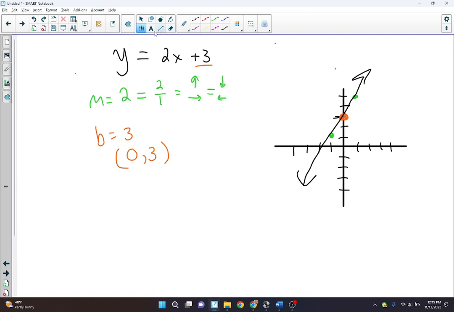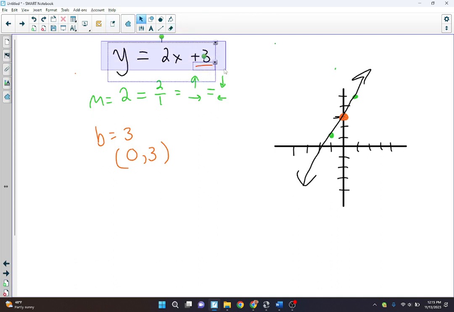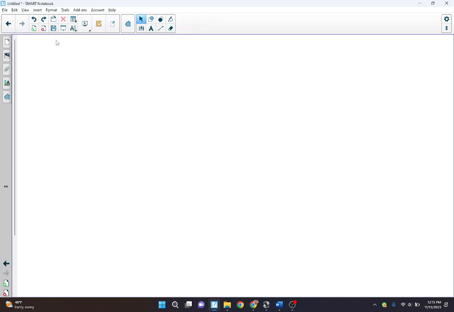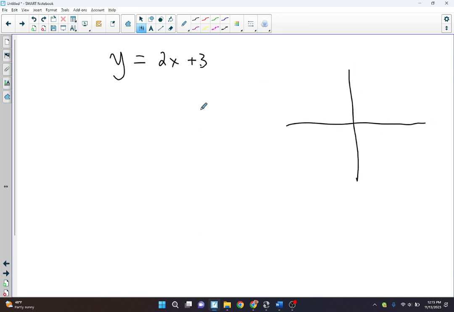The other way to graph is to use slope-intercept form. Or, I'm sorry, to use intercepts. So I'll take the same one as an example. In this case, I'm going to find the y-intercept and the x-intercept. Remember, it's the reverse of what you plug in.